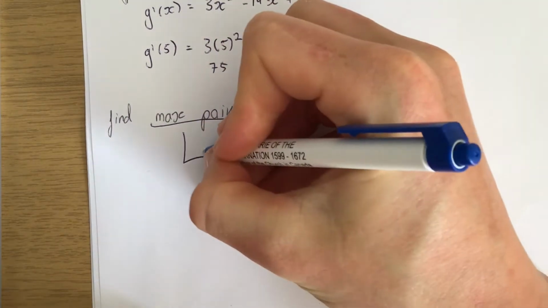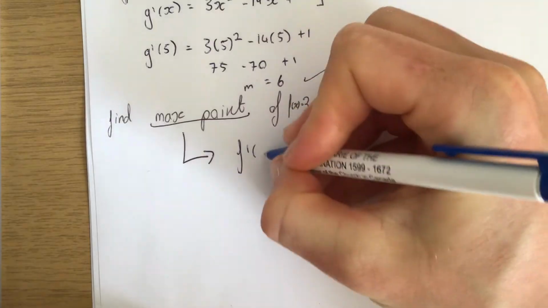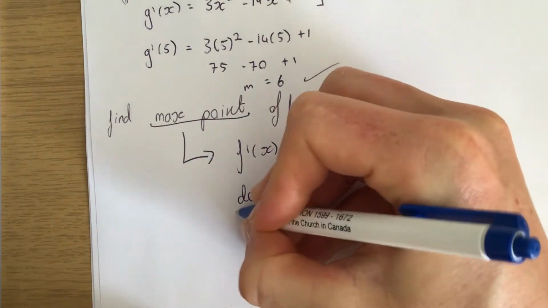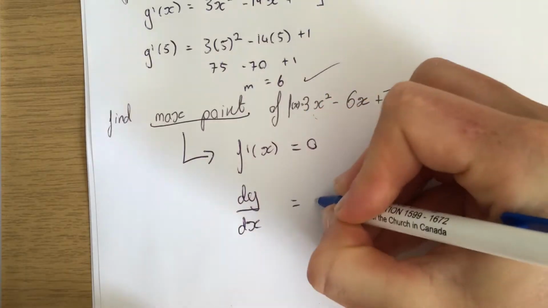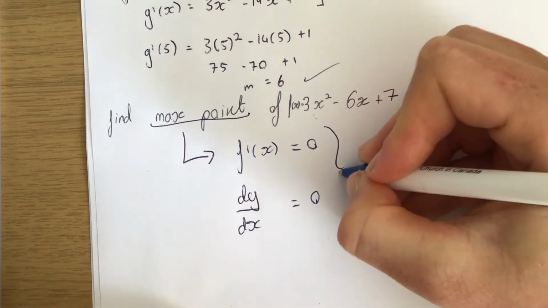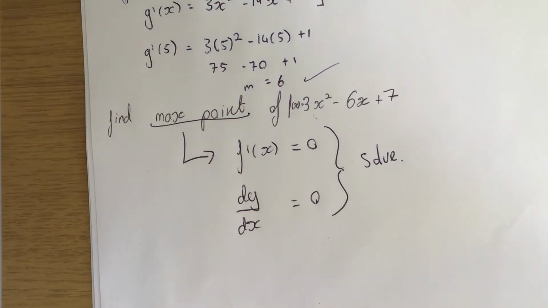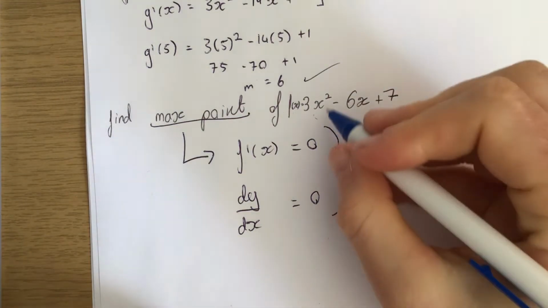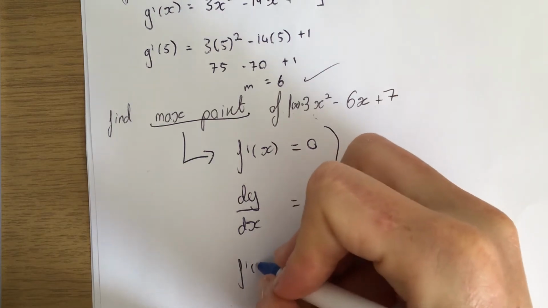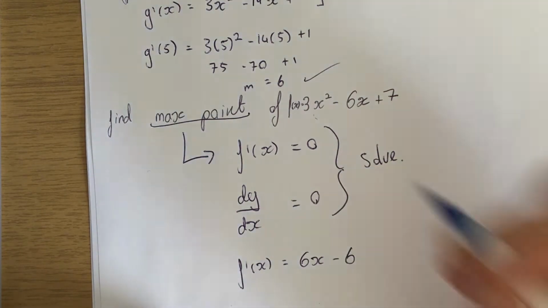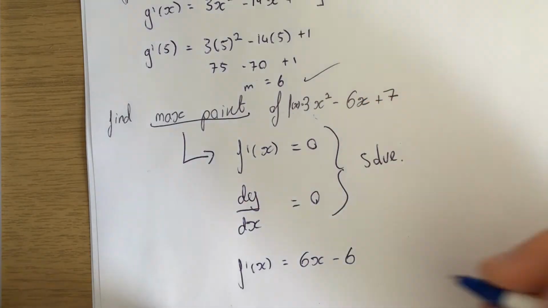Now, max point, you always let your first derivative equal to 0. Or we've also seen it before as dy dx equals 0. And then after you let that, you just solve. And you solve for your x value. So we will differentiate this. This will go to f dashed of x is equal to 6x minus 6. So that was 2 times 3, and then you have the 6.